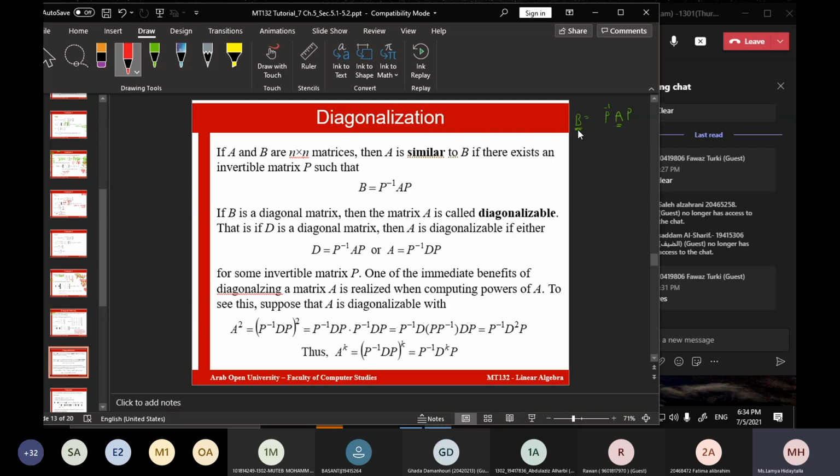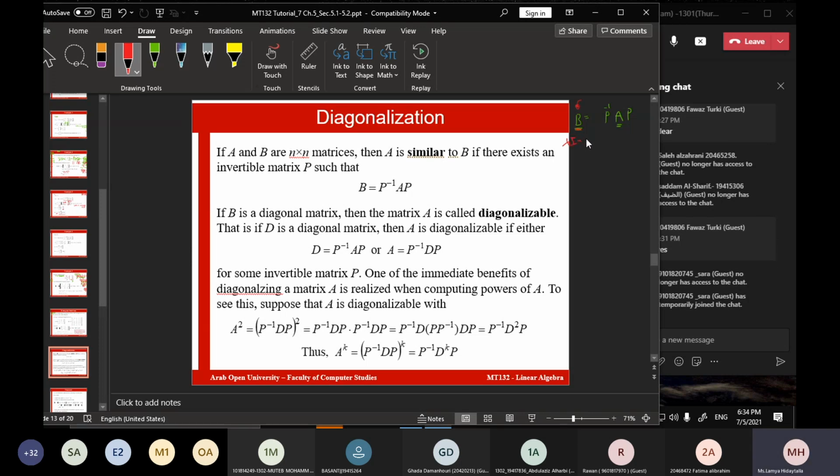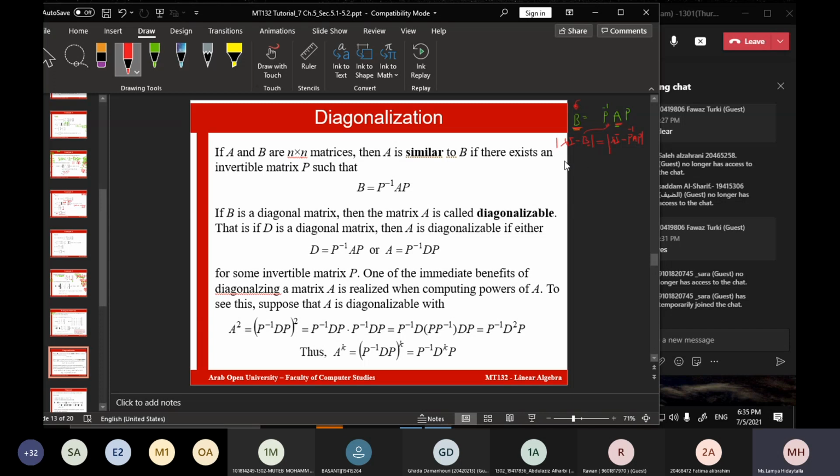Let's start with the characteristic equation. If we want to find the eigenvalues for matrix B, what do we need? We need the characteristic equation, which is lambda I minus B, and we evaluate the determinant of that, correct? But B and A are similar, so we can substitute B by that value. So this is equal to the determinant of lambda I minus P inverse A P.